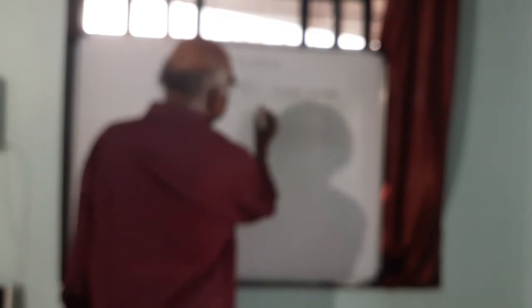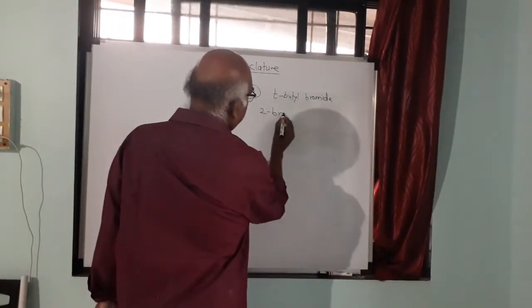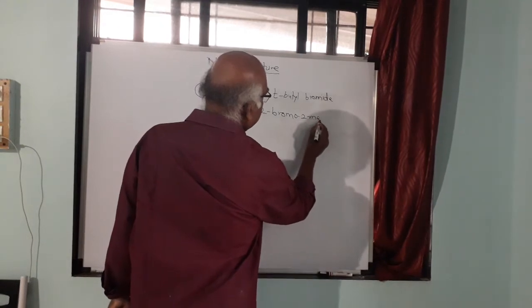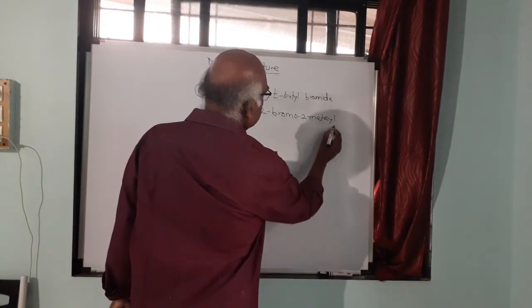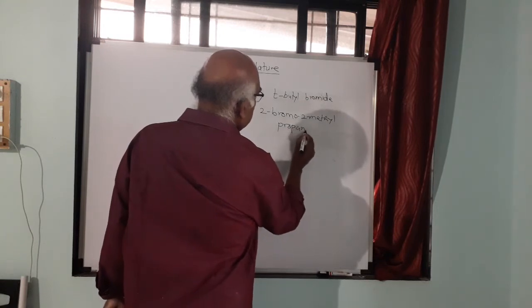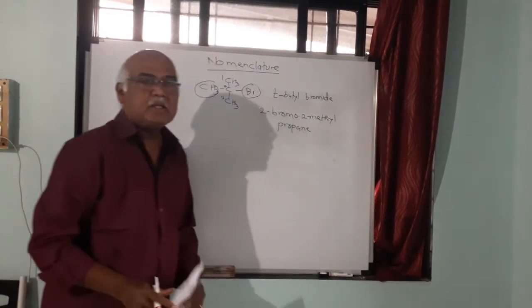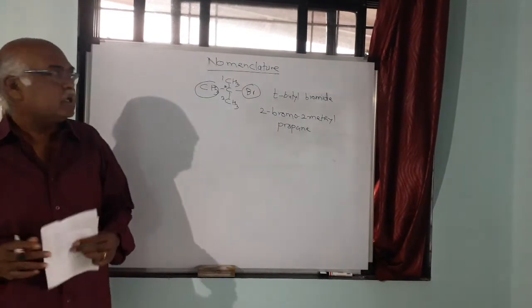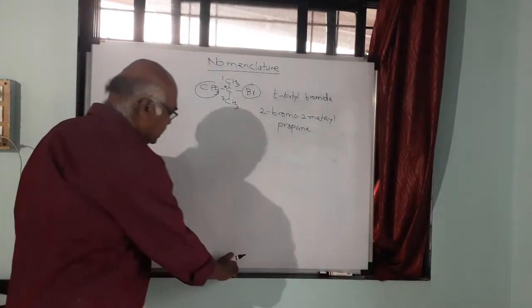So this will be 2-bromo, then 2-methyl, and there are 3 carbon atoms, so this will be propane. 2-bromo-2-methylpropane. So this will be the IUPAC name of this particular compound. Okay. We'll take one more example.